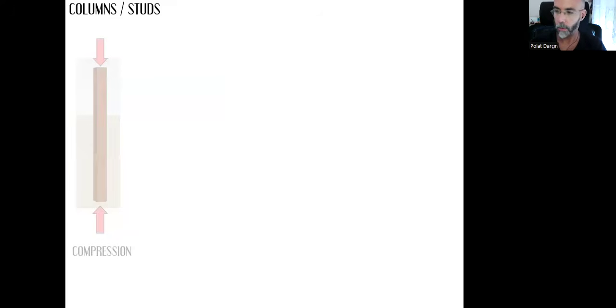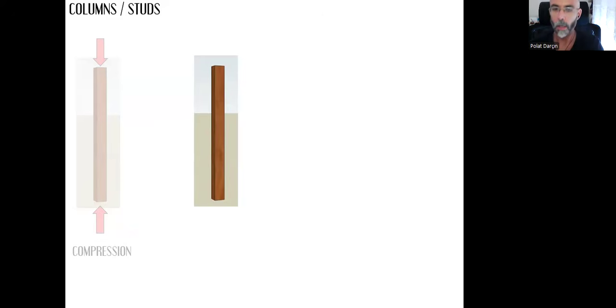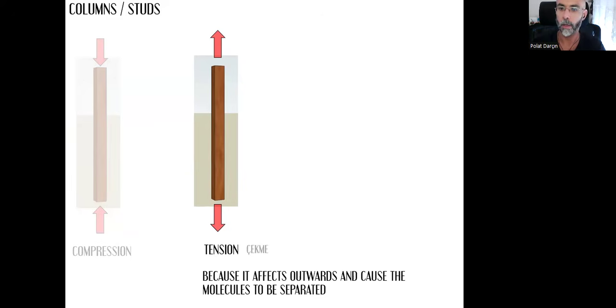So this is compression. Compression loads act towards the center. What happens if we change the direction? If we have different types of loads which act not towards the center, but from the center to the ends, to the outside, this is called tension. This one was called compression, basınç. This is called tension. It's çekme in Turkish. It affects outwards and causes the molecules to be separated from each other, not compressed towards one another, but to be departed from each other.